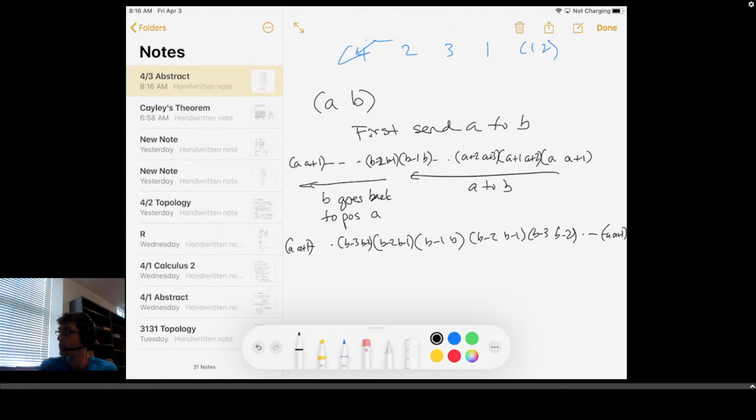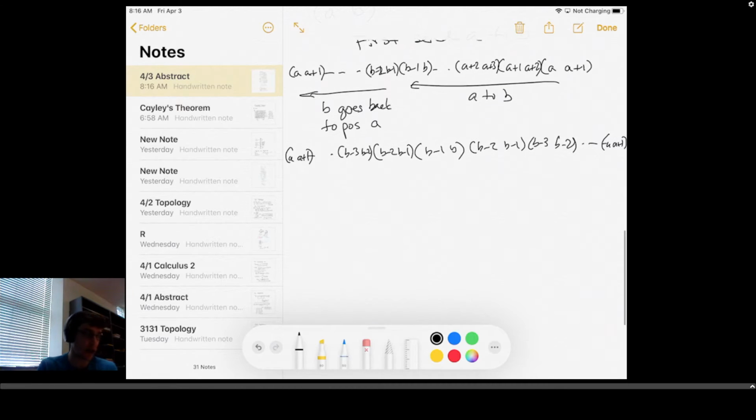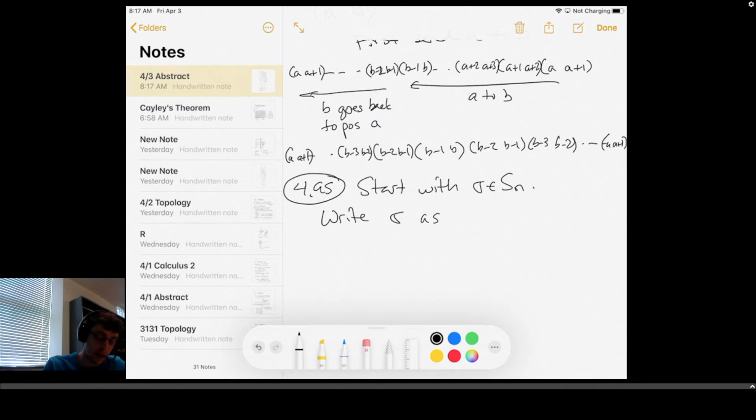Okay. Cool. All right. So then the application of this is that we can write any permutation first as a product of transpositions, general transpositions, not necessarily adjacent ones. And then we can further break those down and write it as a product of adjacent transpositions, right? So that was 495, and it basically followed immediately from this, right? So if you start with some general sigma in Sn, then you write sigma as a product of disjoint cycles. We can always do this.